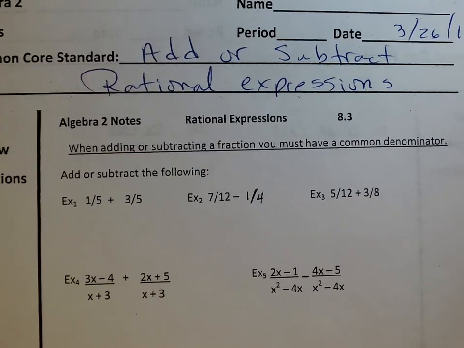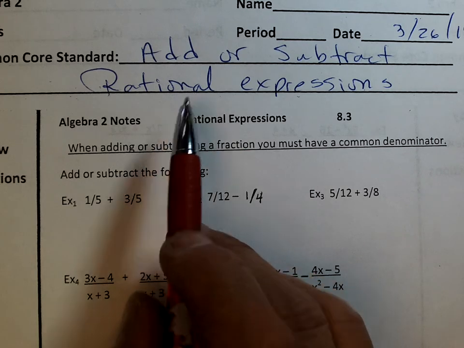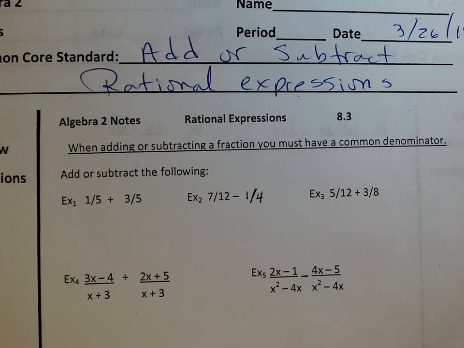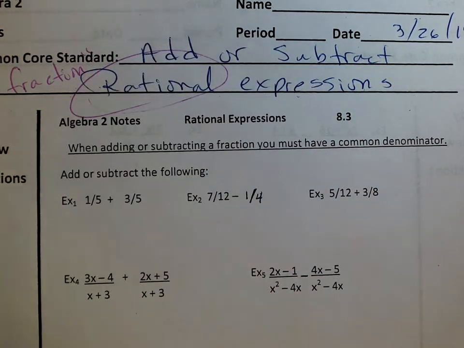Add or subtract. So rational, the whole thing about rational is just a fancy word for fraction. We've talked about that before, but I'll put it up there again. So rational is a fancy math word for fraction, okay? Anything that is in fractional form or can be a fraction is a rational number or rational expression, okay?